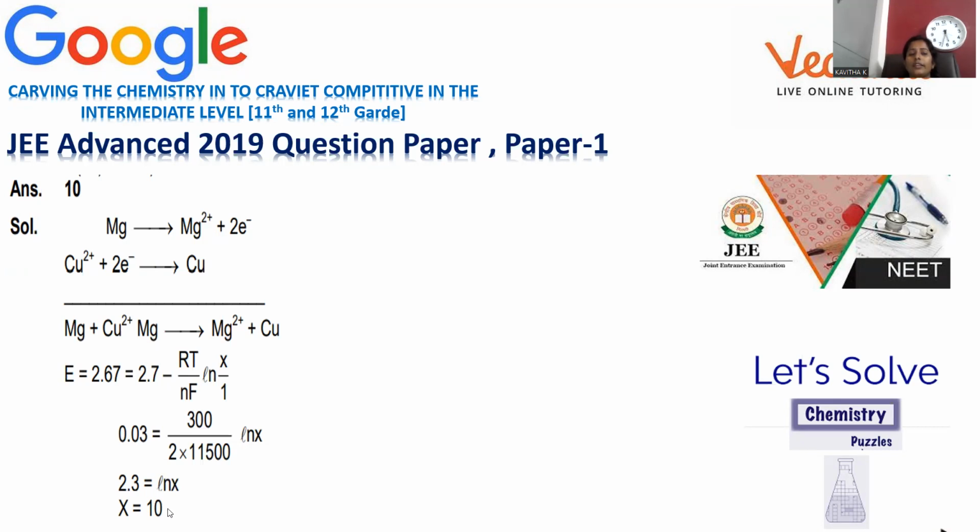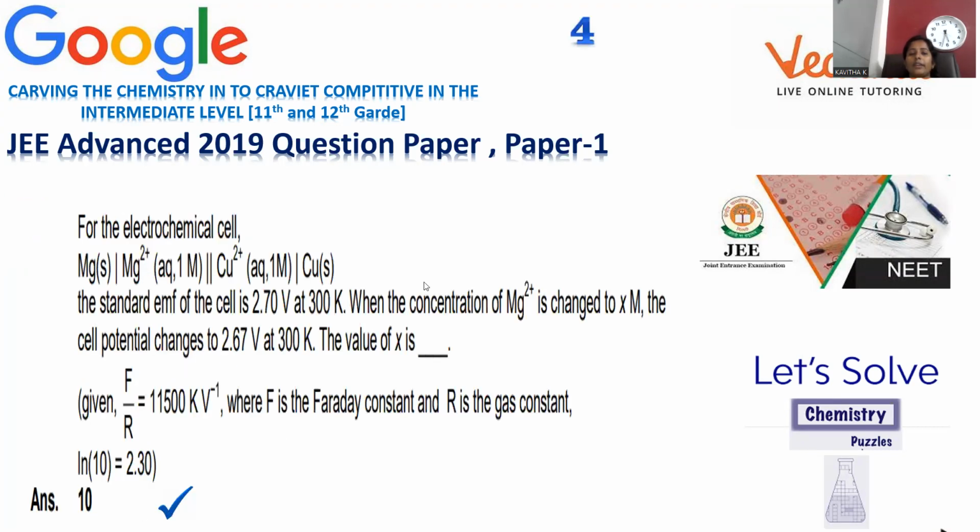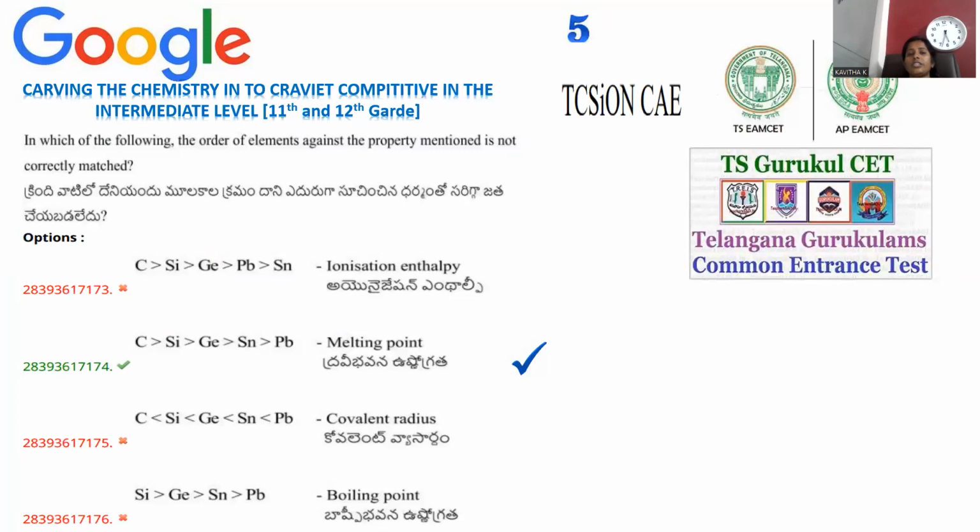X is equal to 10. So this is the way the problem can be solved. For question number 4, the correct answer is 10. Move on to question number 5.